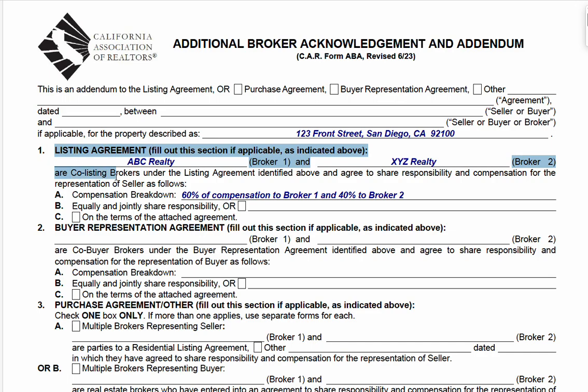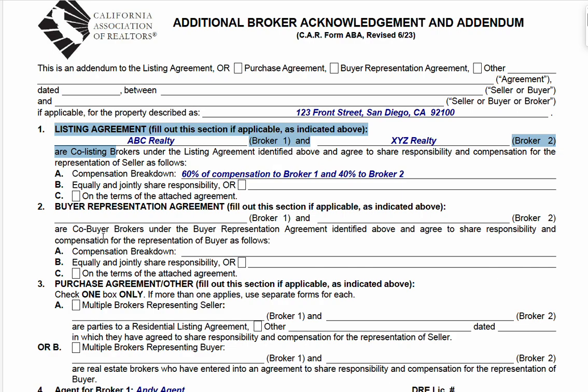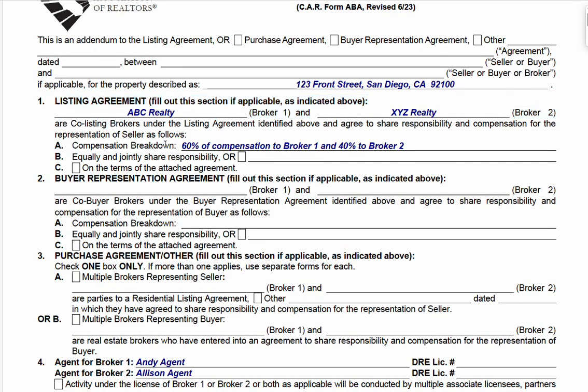Here's where it gets a little bit more interesting. So I have some information filled in the listing agreement because that is the more common scenario, but it's the same for the buyer representation agreement. A little bit different down here for the purchase agreement. Now we specify the two different brokerages involved in the transaction. Pretty simple. Then we come down here and it identifies the co-listing brokers agree to share two things: responsibility, so duties, and compensation for the representation of the seller as follows.